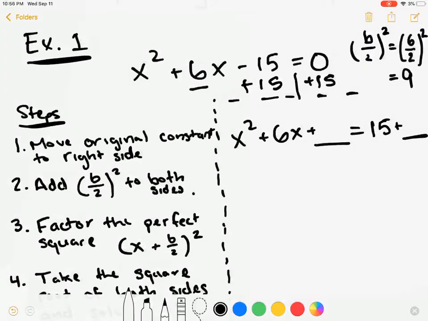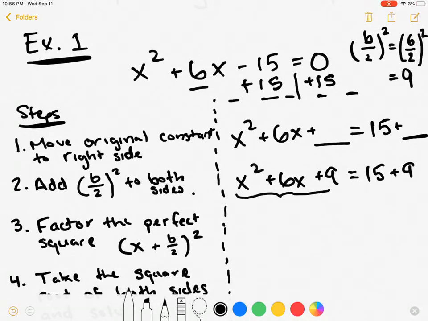And so that's what we're going to do for step 2. We're going to add 9 to both sides of our equation. And we've now completed the square by making the left side of the equation a perfect square quadratic. The nice thing about that is once you've made a perfect square, it is very easily factored. And there's a way that you could do that. You can factor it using whatever method you choose.